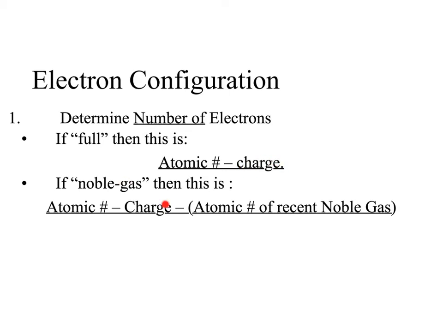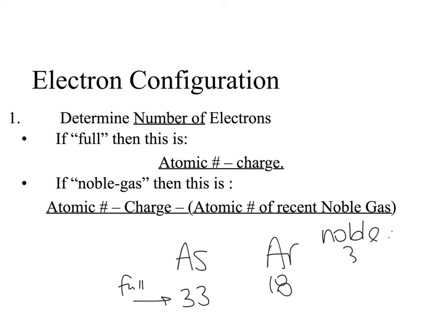If it's noble gas, you're still doing that same thing as for the full, but you're going to subtract the atomic number of the most recent noble gas, because we're only adding the electrons that are after the noble gas. So, for example, arsenic has 33 electrons, but the most recent noble gas is argon, which has 18. So that means if we were doing the full electron configuration, we would use 33. For noble gas, it'll be 33 minus 18, which is 15. And arsenic didn't have a charge, so we didn't do anything with that.